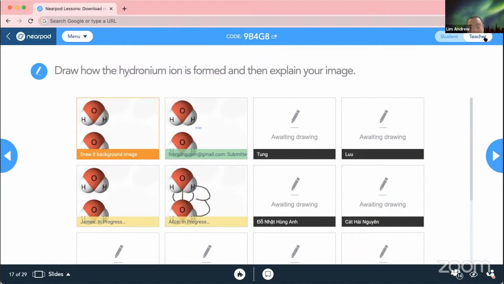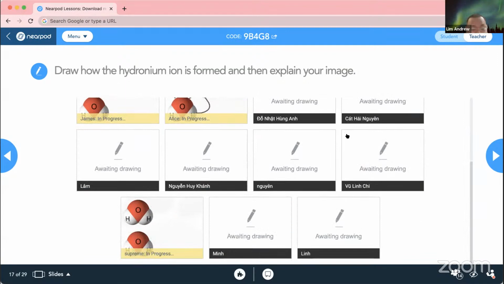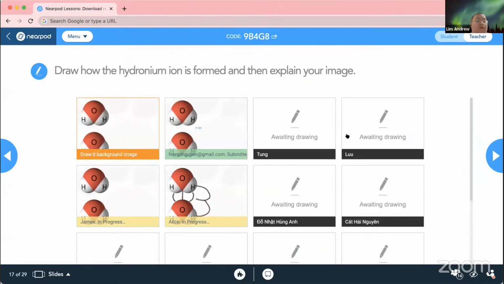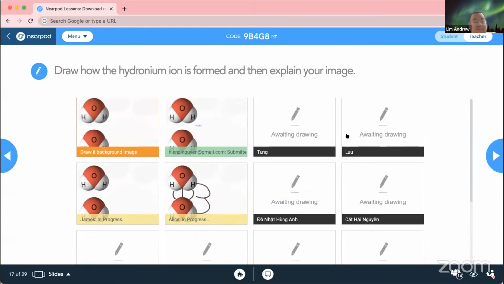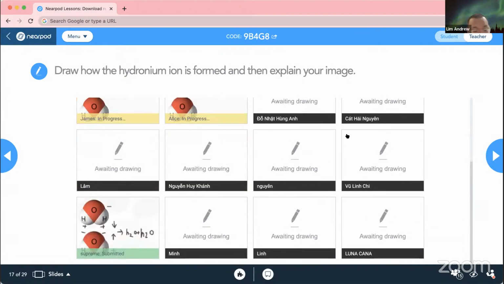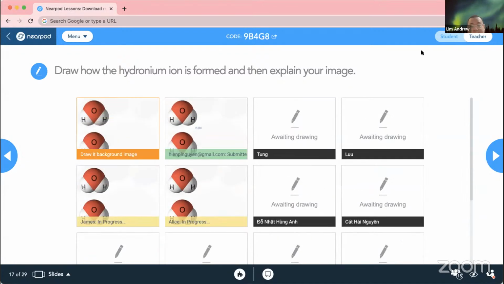All right. So let me see what you're drawing now. Remember, I mentioned just now, two water molecules, one of the water molecules' hydrogen will be attracted to another molecule to form three hydrogens and one oxygen. Let's see your image now. All right, we have, I see, Supreme one.